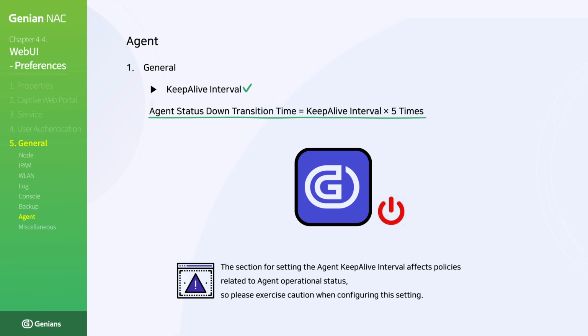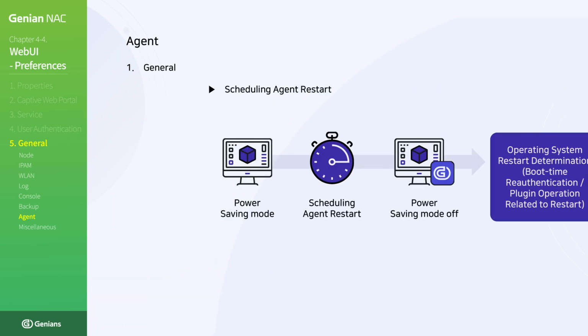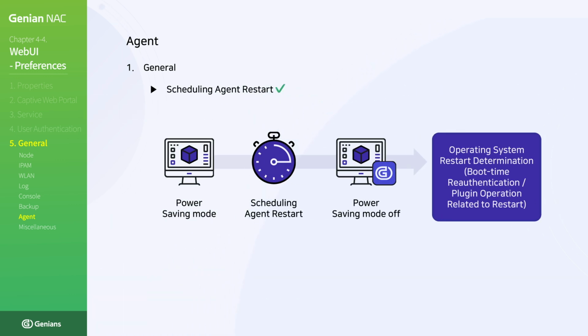The Keep Alive interval configures the interval at which the NAC agent sends Keep Alive signals. It can be set to a minimum of 30 seconds and a maximum of 10 minutes. The Keep Alive interval is directly related to the transition of the agent to a down state. If the policy server fails to receive 5 consecutive Keep Alive packets within the configured interval, it will mark the agent status as down.